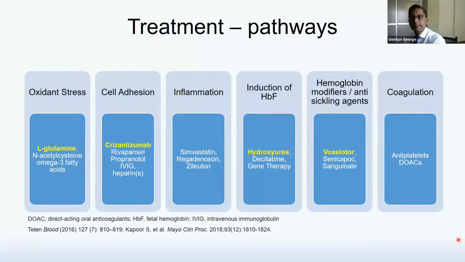The treatment of sickle cell disease can broadly be divided into these buckets, where people have targeted oxidant stress that happens because these cells get damaged, the cell adhesion pathway, the inflammation that results from damaged RBCs, the induction of hemoglobin F, because we've known that hemoglobin F is a great way to prevent complications, modifiers of hemoglobin, and the coagulation pathway. The molecules that I've highlighted in yellow are the ones that have been FDA approved for use in sickle cell disease. And in this talk, I'll focus predominantly on the cell adhesion pathway, and to some degree on hemoglobin F and on voxelotor.